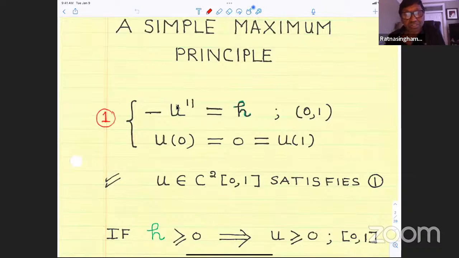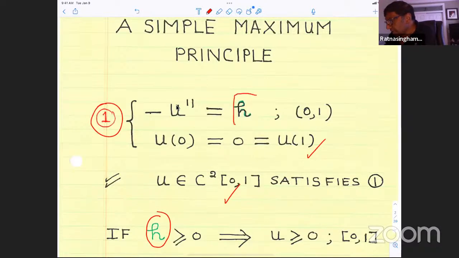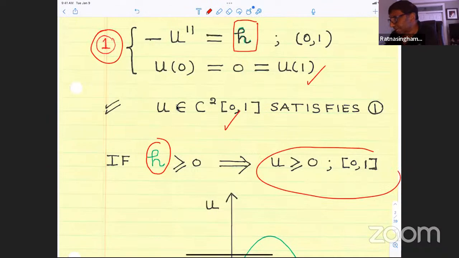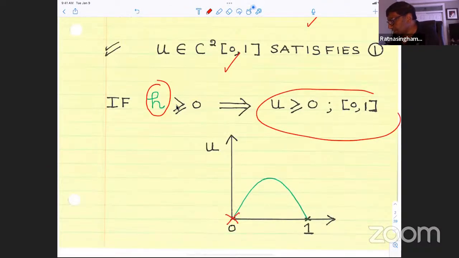If you have a function u whose minus of the second derivative is equal to some function h, let's take the interval 0 to 1 with 0 boundary conditions, or Dirichlet boundary conditions, at the boundary 0 and boundary 1. And u is a C2 function satisfying this equation. Suppose this right-hand side is greater or equal to 0, it is easy to see that u has to be greater or equal to 0 because your second derivative is negative. The function is 0 here, the function is 0 here, the second derivative is negative. So one can easily see that the shape of the function u has to be like that. It has to be greater or equal to 0 on the interval 0 to 1.